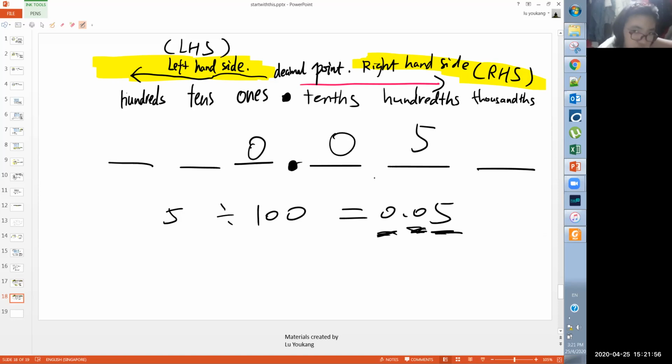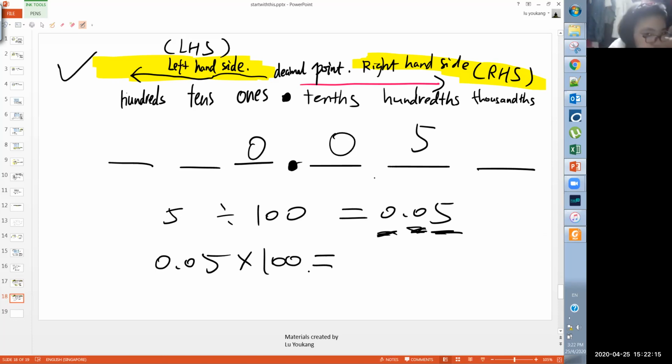So what I'm trying to say is, next time if you were to find out the value of each position, you need to write down this so-called scale. Okay. So let's say if I have 0.05 times 100. So what do you get? Without using the calculator, when you times 100, this 0.05, you times 100. So what does it mean?